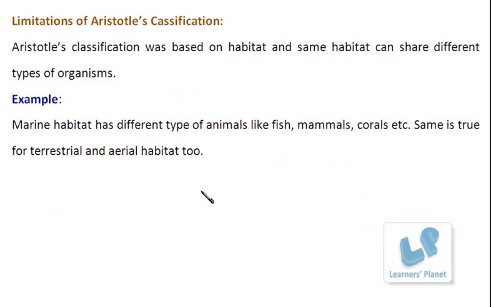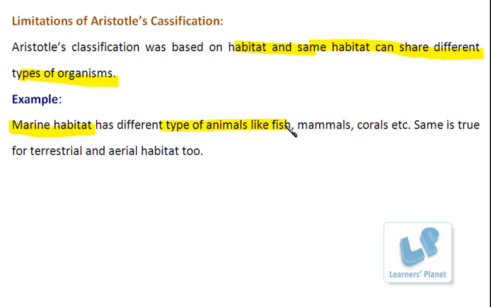See, Aristotle's classification was basically based on habitat. But if we look around, the same habitat can share different types of organisms, or in other terms, different types of organisms can share the same habitat. In the same particular region, different types of animals are found. For example, if the habitat is marine, that is the oceans or sea water, then we can find a different range of animals.